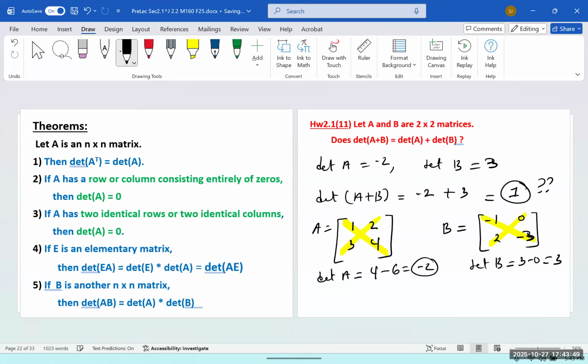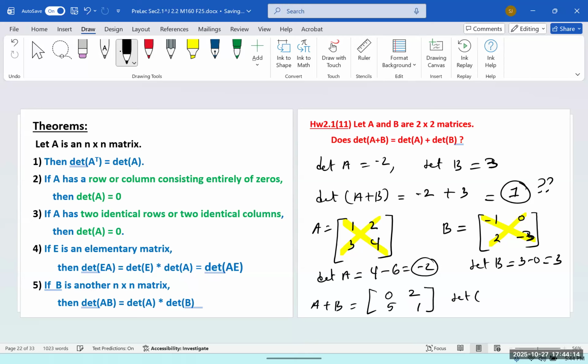So we want to see whether the determinant of A plus B will be -2 plus 3, which is 1. Is this true? So let's see what is A plus B. What's the sum of the matrices A plus B? Do you remember how to add matrices? Shivu? 0, 2, 5, 1.